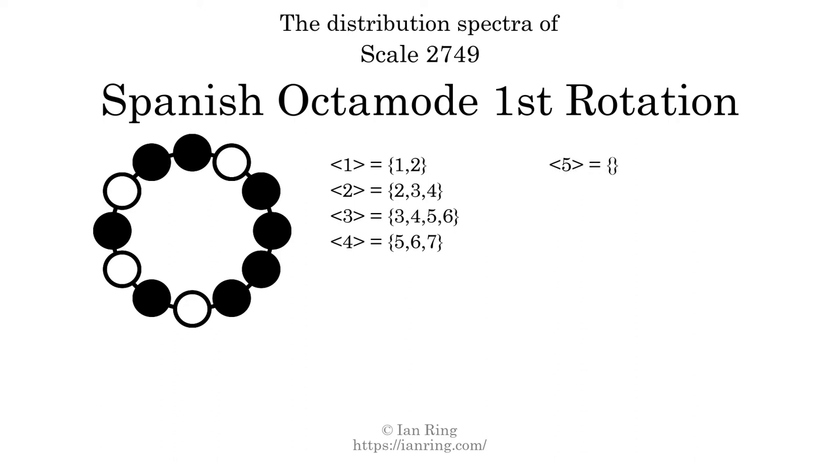The generic interval of five scale steps comes in four different specific interval sizes, six semitones, seven semitones, eight semitones, and nine semitones. The spectrum width of this generic interval is 3. The generic interval of six scale steps comes in three different specific interval sizes, eight semitones, nine semitones, and 10 semitones. The spectrum width of this generic interval is 2.